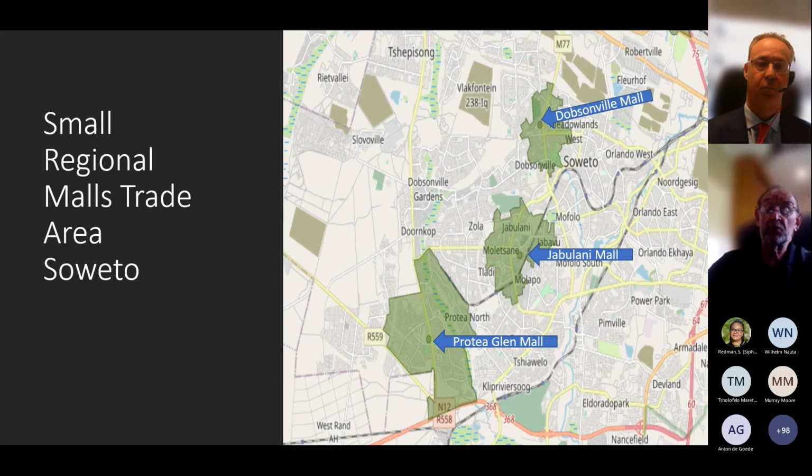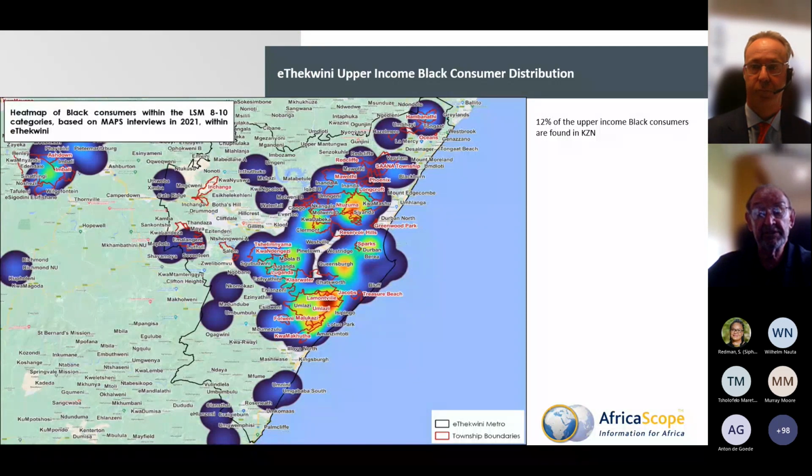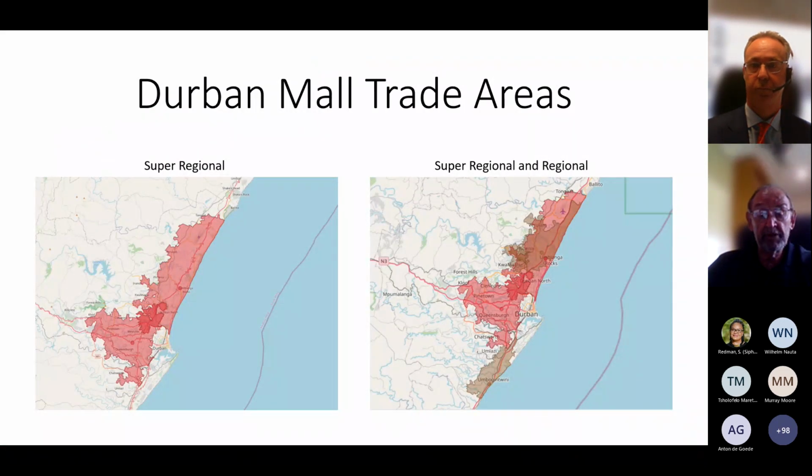We often ask, for example, what happens in the townships with malls. So looking at Dobsonville, Jabulani Mall and Protea Glen, we map their trade areas. We get an understanding of the impact on informal traders, for example, spaza shops and the like. And so we are able to get an understanding of how these malls are impacting on the township and township trade. Moving down to KwaZulu-Natal, I beg your pardon.